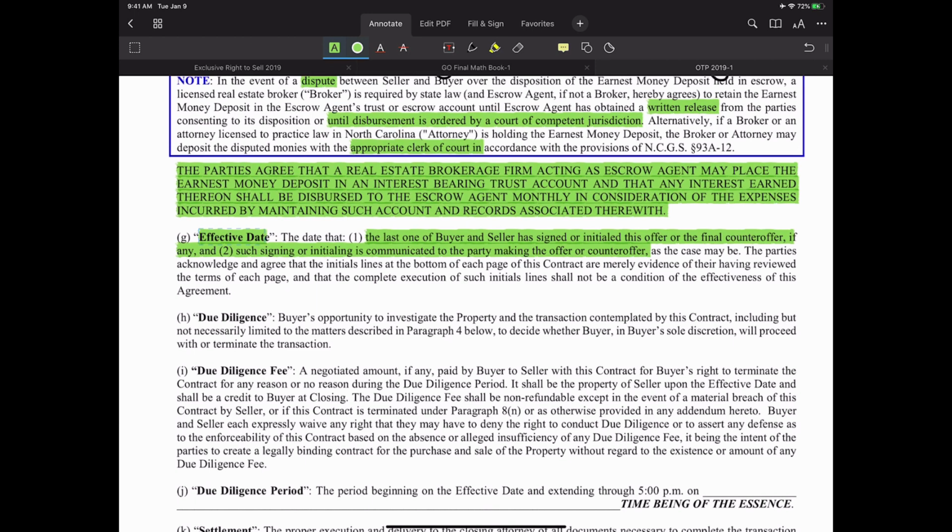So if I'm a buyer and you're a seller, if I give you an offer on Friday night, you sign it Friday night, but you don't tell me that you've signed it until Saturday morning, our effective date would be Saturday morning. That's correct. Right. And the reason that's important, think back to page 1 when Kandyce said that the due diligence money is due on the effective date of the contract, which means you would have to have that due diligence money by Saturday. Correct.